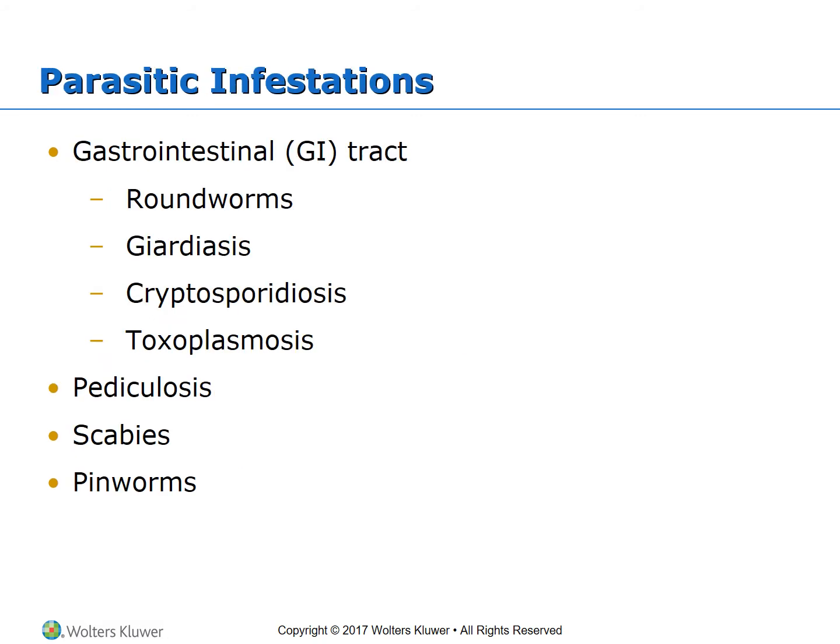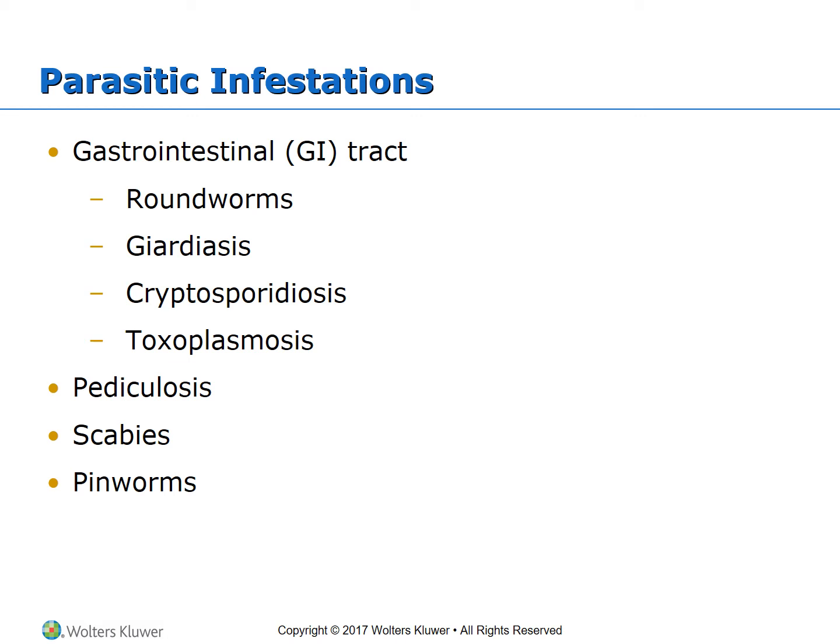Parasitic infections. Parasites live in or on the body of another living organism. Skin parasites can spread easily. Common parasites are bacteria, protozoa, fungi, insects, and worms.